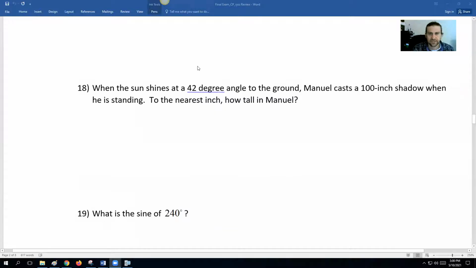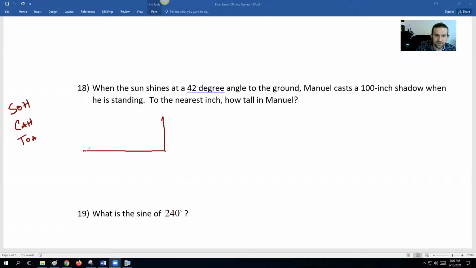All right, now switching gears to the next chapter, we got some SOHCAHTOA stuff. All right, so SOHCAHTOA, here we go, some trig. When the sun shines at a 42-degree angle with the ground, so that's 42 degrees right here, Manuel casts a shadow that's 100 inches long. How tall is Manuel? Okay, so here's Manuel. We want to know his height. Okay, so if we look at this, we're trying to find the opposite. We have the adjacent, so that is a TOA problem.